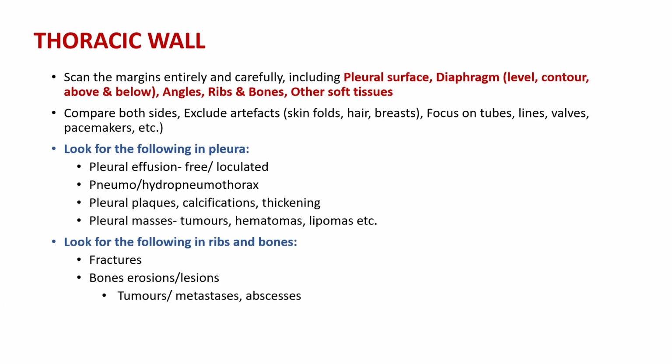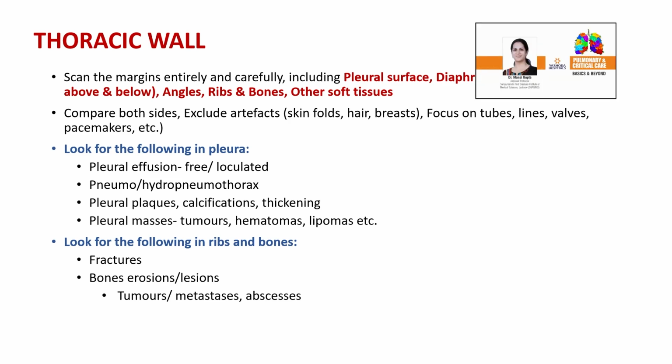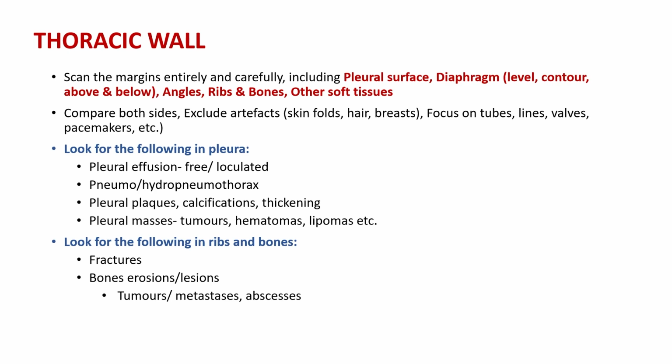Next, the last thing in the stepwise approach was looking at the thoracic wall. Just to give you brief pointers, scan the margins entirely and carefully. Look at the pleural surfaces, diaphragms, angles, ribs, bones and other soft tissues. Always compare both sides. Look for artifacts. Before calling something pathology, look for skin folds, hair plait, the neck line, breast shadows, or artifacts from ICU tubings, lines, artificial valves and pacemakers. So always focus on those things.